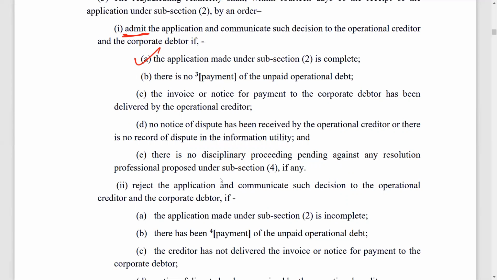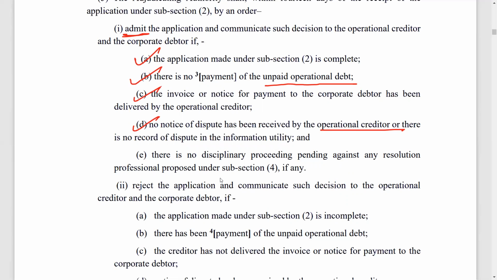If the application is complete, there is no payment of the unpaid operational debt, the invoice, that is the demand notice, was delivered by the operational creditor, and there was no dispute received by the operational creditor, in that case the NCLT is going to accept the application.